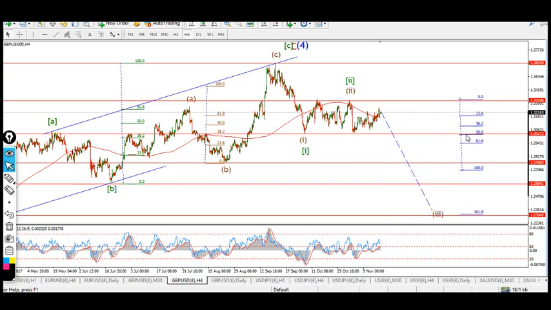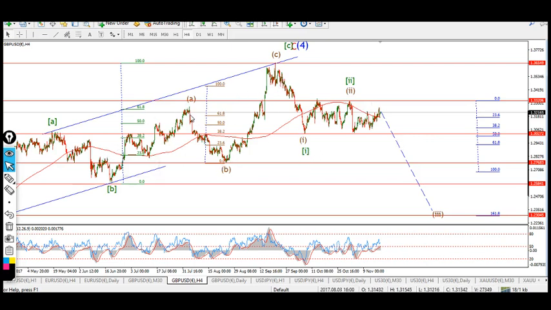I don't see any other viable way of looking at it right now, unless something happens next week which brings another pattern to light. But I don't see any other viable way to look at it. We've taken out previous highs, we're challenging.